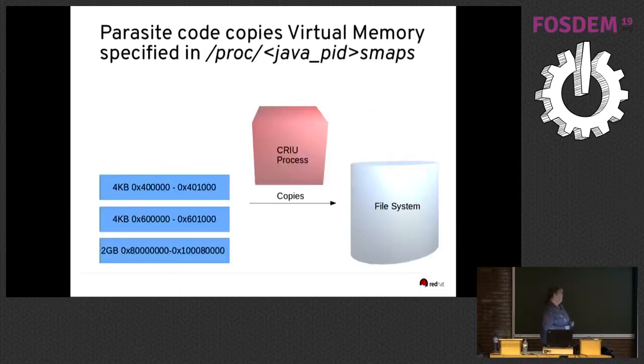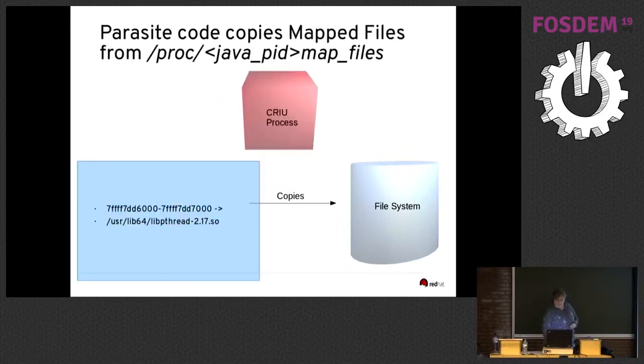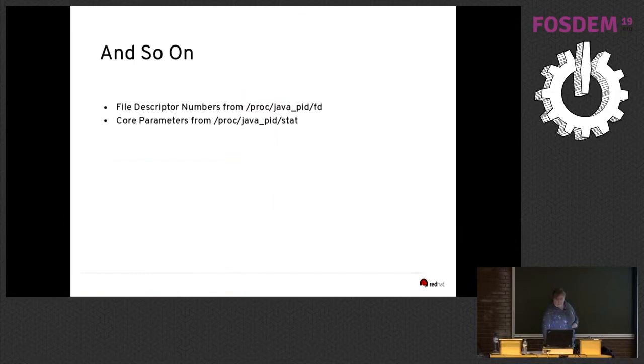So one thing is that it can copy all the virtual memory, right? And this is from SMAPs. So it can copy all of the contents of all your auxiliary data structures. This was my heap. All of these things get copied out to the file system, and it's bit-blitted. It's very fast. And you have mapped files, and those all get copied over there too, because they're somewhere else in the proc structure, and so on. Basically, the file descriptor numbers, the core parameters, everything, you can get access to everything.